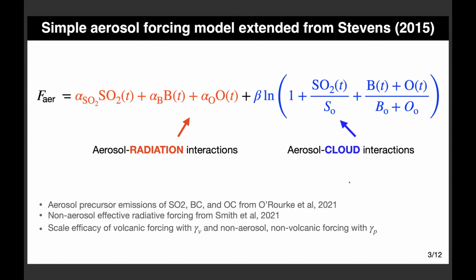I'd also say that we have broad uniform priors on all the aerosol parameters in order to avoid circular reasoning. And we have separate scaling parameters to account for uncertainty in volcanic forcing and non-aerosol, non-volcanic forcing.